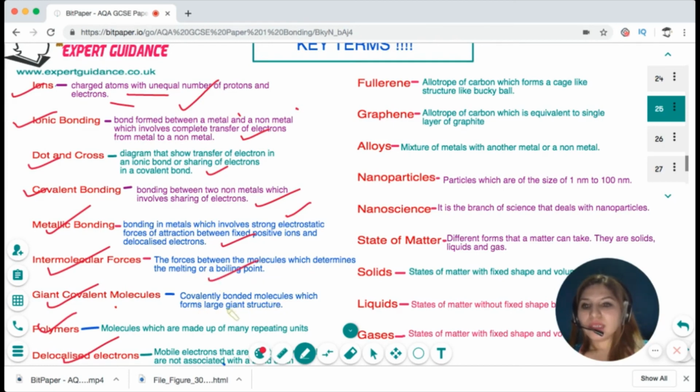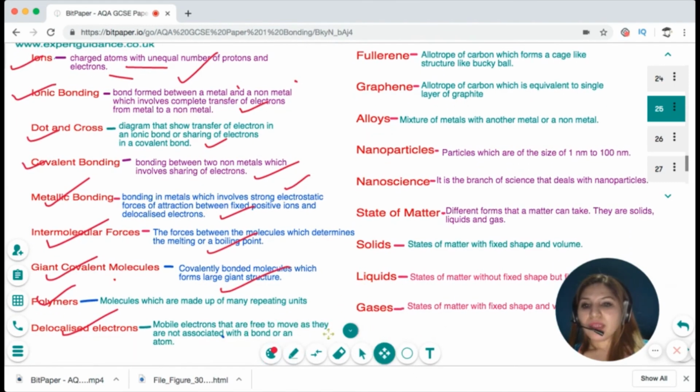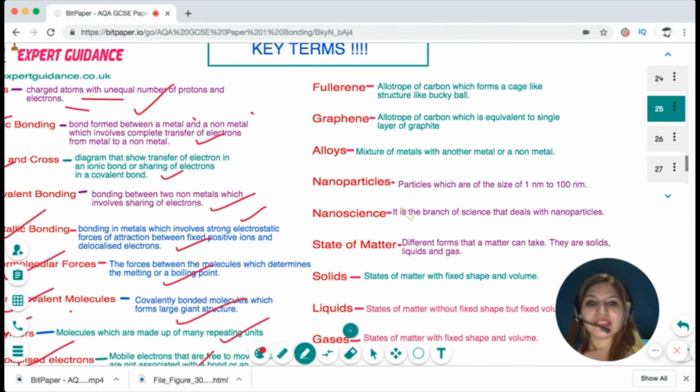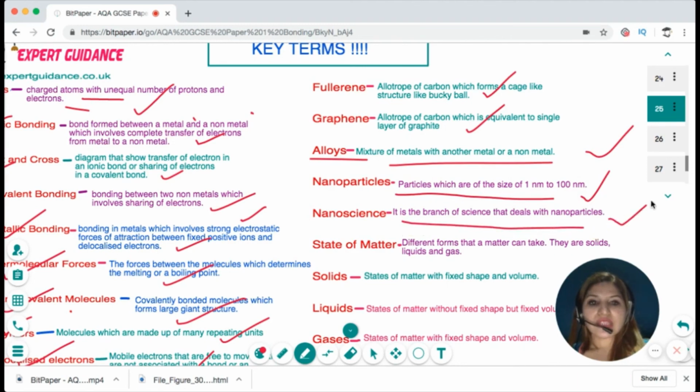Giant covalent molecules are the covalently bonded molecules with a giant structure. Polymers are made up of many repeating units. Delocalized electrons are the mobile electrons which are free to move. Fullerenes are an allotrope of carbon which form a cage-like structure like a buckyball. Graphene is the allotrope of carbon which is equivalent to single layers of graphite. Alloys are the mixtures of a metal with another metal or a non-metal. Nanoparticles are the particles of size 1 nanometer to 100 nanometers. Nanoscience is a branch of science that deals with nanoparticles.